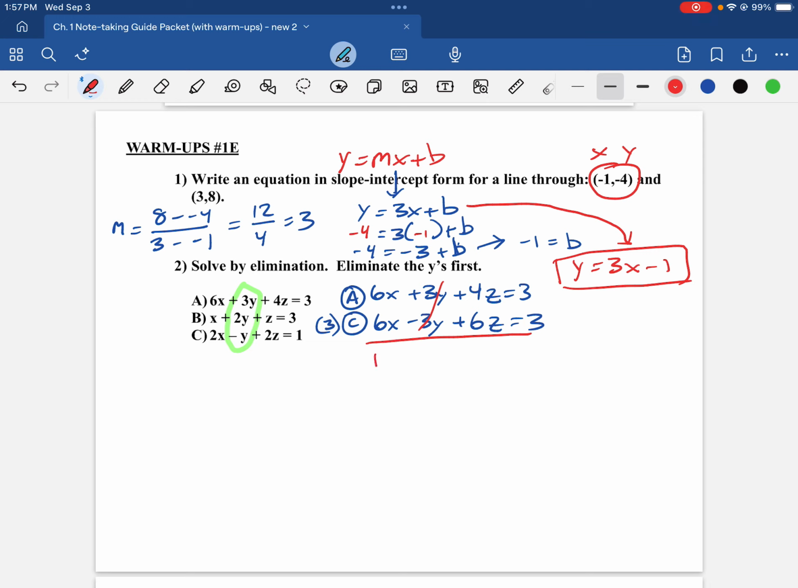And let's see, I'll have 12x plus 10z equals 6. Okay, so I'll call this equation D. I got a new equation there. And then I'll repeat the process. So I'm going to choose a different pair. I don't want to use A and C. I think I'll use B and C.